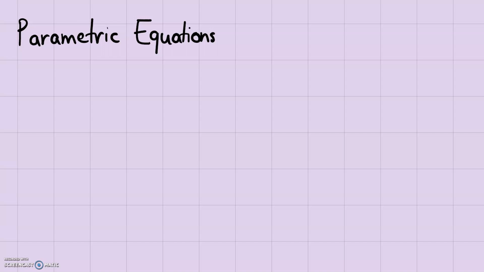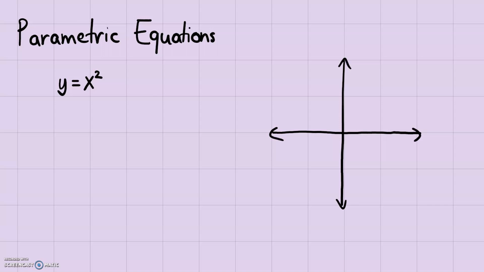So, for example, you're used to seeing equations like this, y equals x squared, and if you graph that on the Cartesian plane, it's going to look something like this. It's going to be a parabola. So you're used to seeing x's and y's in an equation.